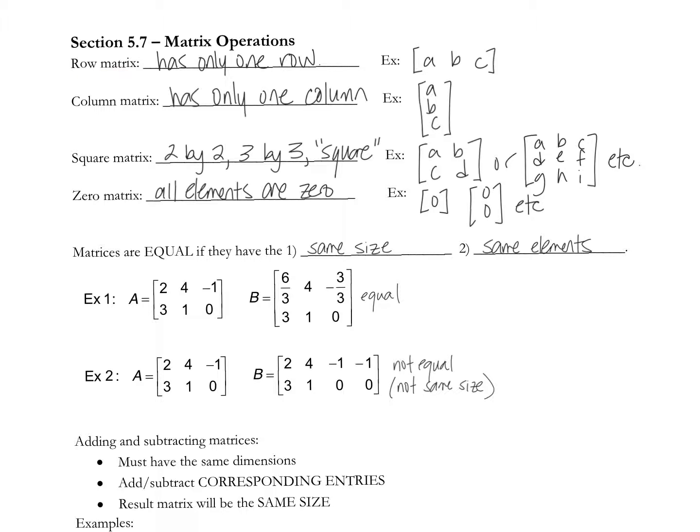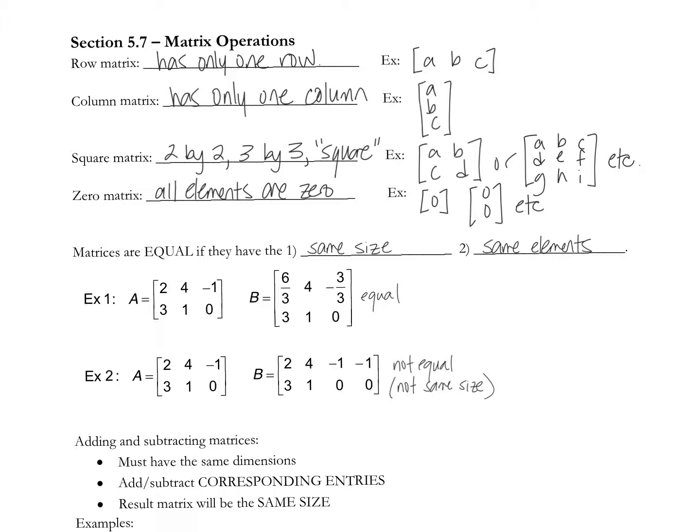We have a row matrix, which just has one row, and it looks something like this. We have a column matrix, it has only one column, it looks something like this. A square matrix is very self-explanatory. It can be any matrix that has the same number of rows as columns. So 2 by 2, 3 by 3, 4 by 4. It's called a square matrix. In a zero matrix, all the elements are zero. And by the way, this word elements refers to all of these numbers inside the matrix. Those are technically called elements, okay?